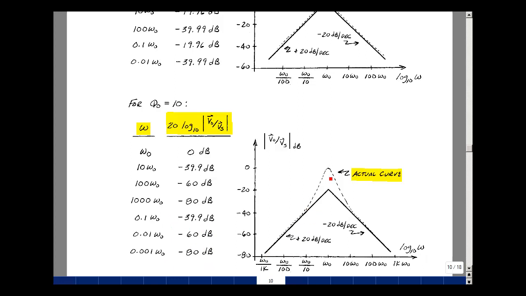Plotting the actual curve, again, Bode approximated this as two straight line segments, kind of the parts over here, but from omega backwards, we're roughly changing at 20 dB per decade, and here we're dropping at 20 dB per decade.